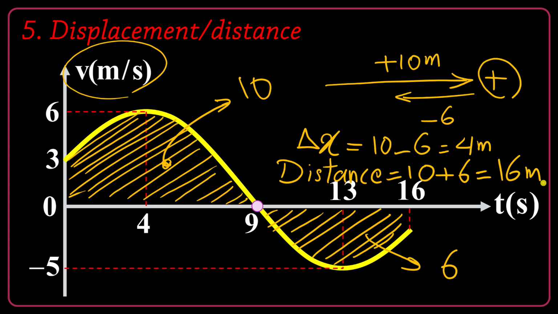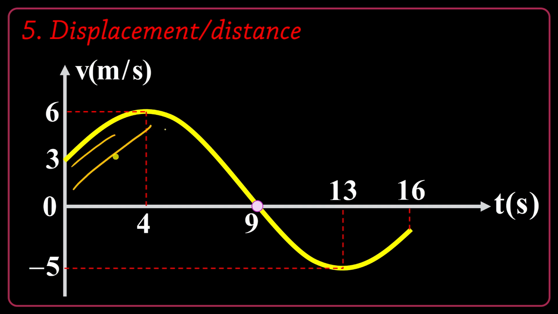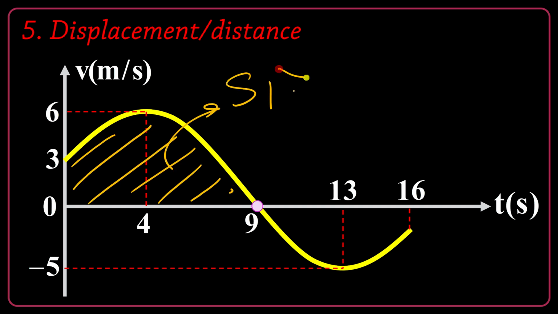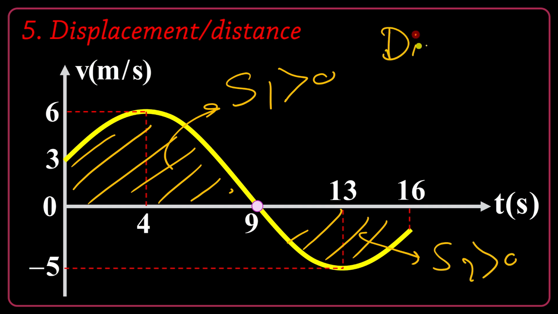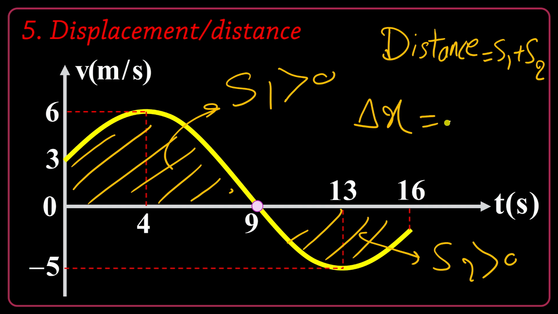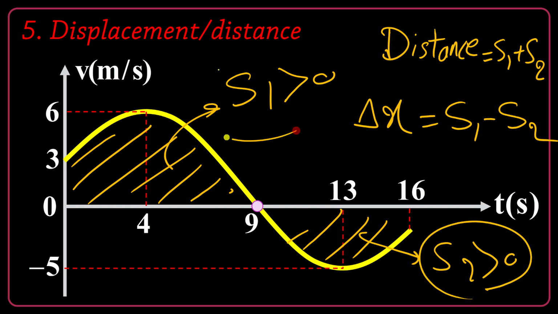It's very important. So keep in mind, distance or displacement both can be derived from a VT graph, depending on your choice. If you are going to find the distance traveled, you should add them up. Let's say this is S1 positive. Let's say this is S2 positive. Distance traveled is going to be S1 plus S2. But if you are talking about displacement, it is different. It's going to be S1 minus S2. You should subtract the area below the t-axis from the area above the t-axis.